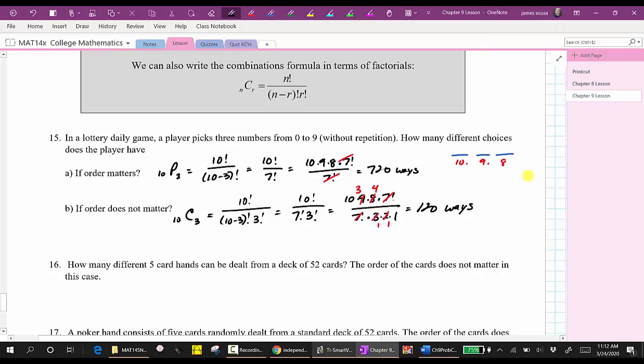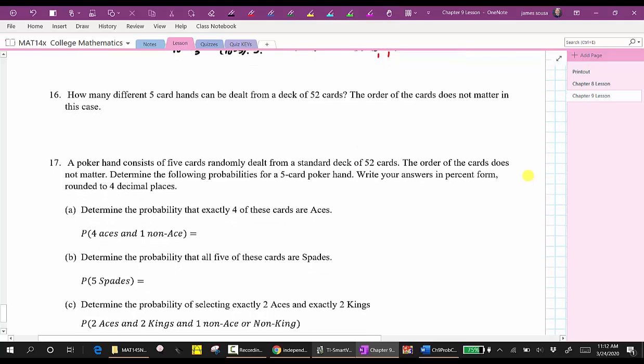Okay, so for number 16 now, how many different 5-card hands can be dealt from a deck of 52 cards? The order of the cards does not matter in this case. We are dealing 5 cards from 52. We do not have replacement, and order does not matter, and therefore we'd have 52 choose 5, which would be 52 factorial divided by the product of 52 minus 5 factorial times 5 factorial.